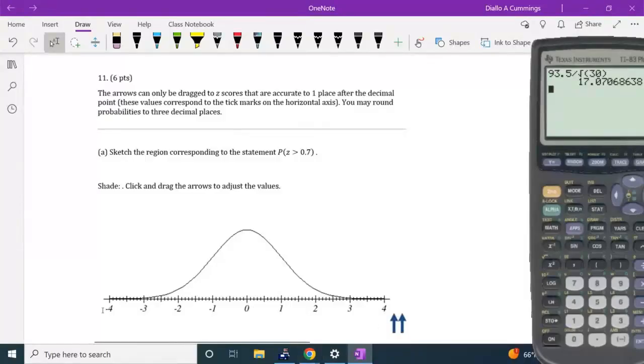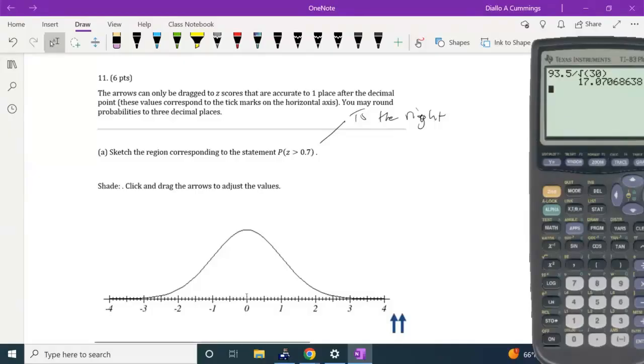I can't really use the sliders because I kind of copied these, but it says sketch the region to the statement Z is greater than 0.7. I believe on these problems, they give you that little drop down. It says to the left of the value, in between, and to the right. Since my inequality is greater than, this would be to the right. Once you adjust your sliders, you can sketch it out, but I'm just going to manually draw it in.